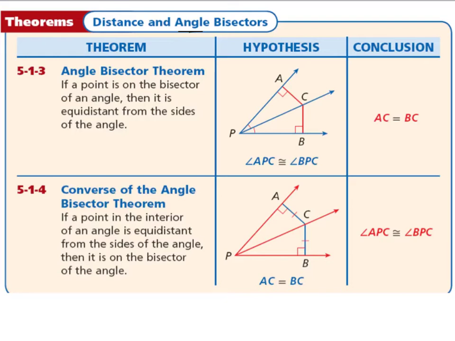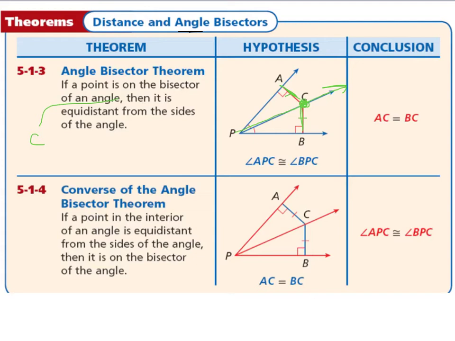All right, so first off, the angle bisector theorem says if a point is on the bisector of an angle, so I got angle APB here, here's my bisector, right? Leaving C to be the point. If the point is on the bisector of an angle, in this case we got point C, then it's equidistant. It's equal distances from the sides of the triangle. So if this happens, it's got to be equal distance. So AC has to be congruent or equal to BC.